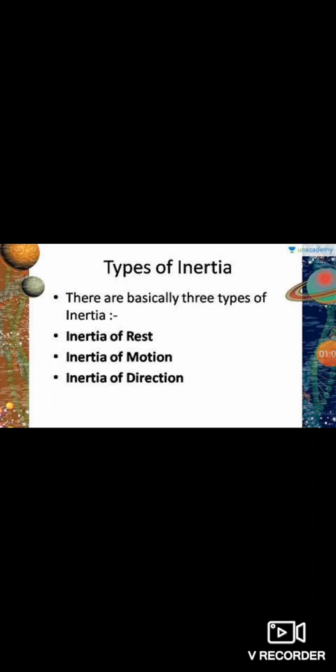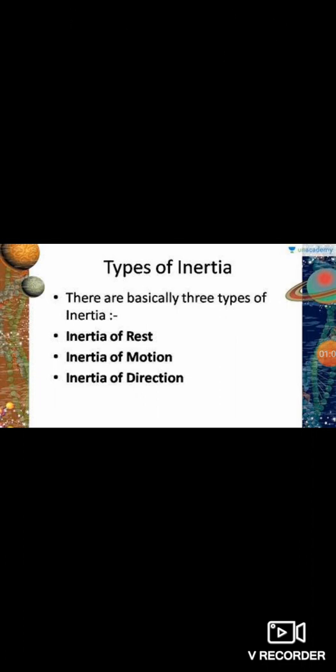When we are going in a bus and the bus starts, you are going to move backward. The reason is that there are two systems, you and the bus. When the bus is moving forward, you are keeping your position at rest. The bus goes forward, so you move backwards. The reason is the inertia of rest.